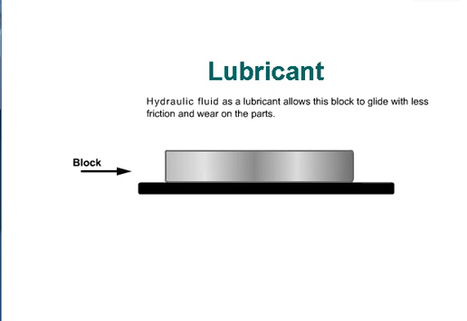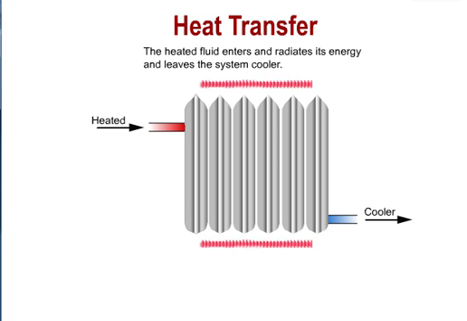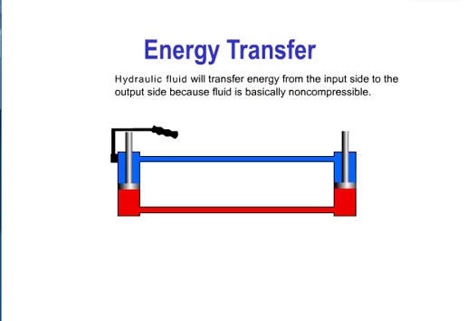In our example of lubrication, hydraulic fluid as a lubricant allows this block to glide with less friction and wear on the parts. In our example of heat transfer medium, the heated fluid enters and radiates its energy out and leaves the system cooler. In our example of energy transfer, hydraulic fluid will transfer energy from the input side to the output side because fluid is basically non-compressible.